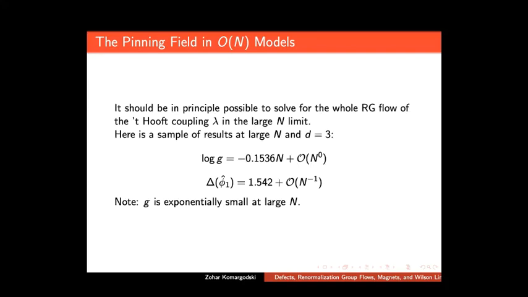So these are results from the large N expansion in 2+1 dimensions. You can again see that the quantum dimension is exponentially small, so it's arbitrarily close to 0. And the operator phi1, while its original scaling dimension is half, becomes 1.5. So there is very large renormalization, and that's the large N result.